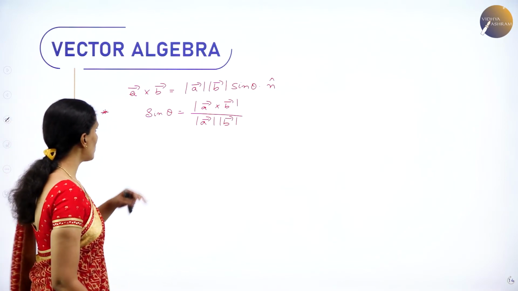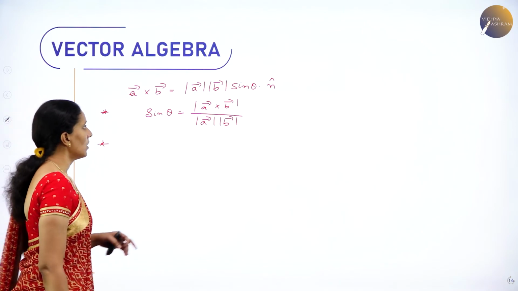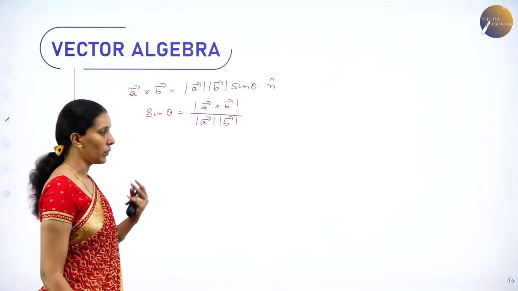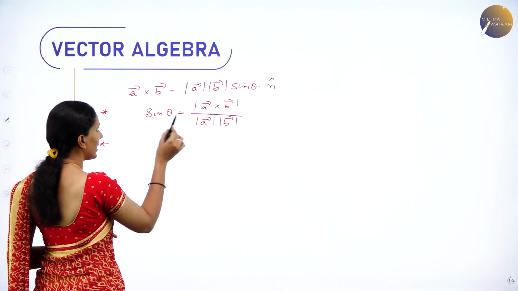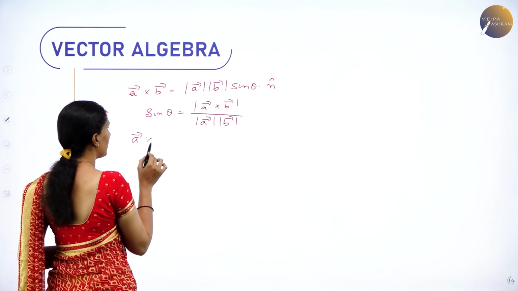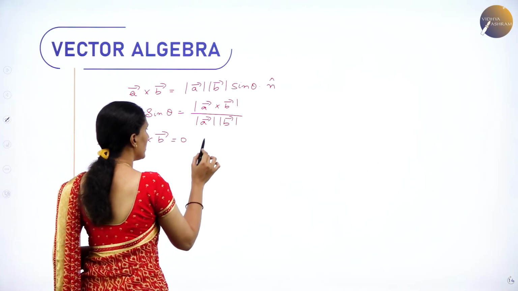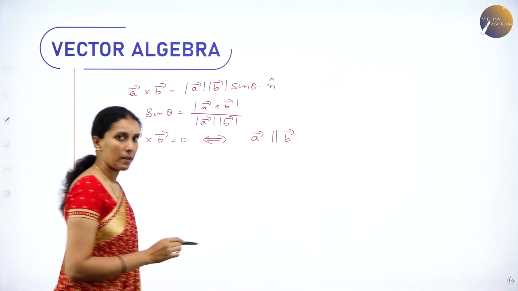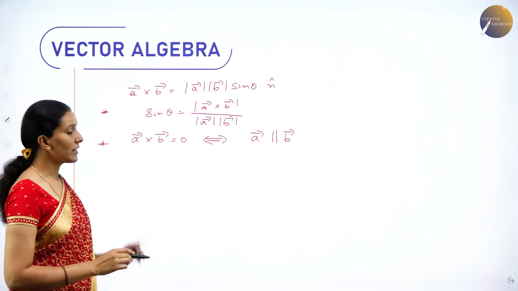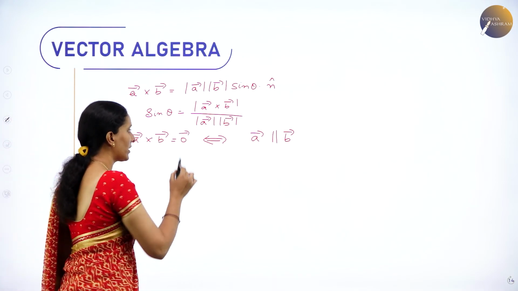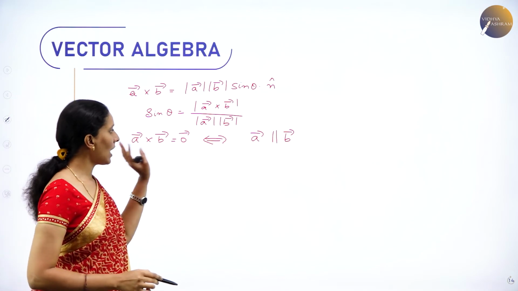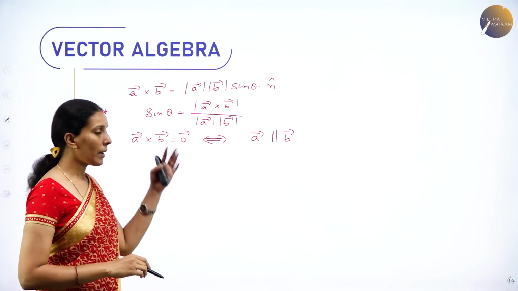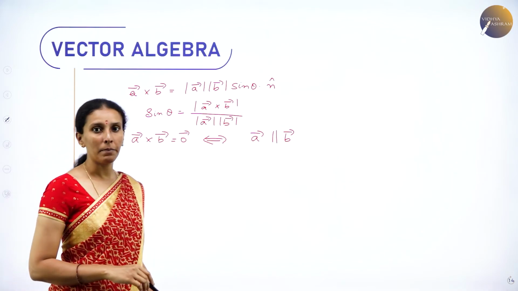And based on the theta, if sine theta is 0, or we can say if the cross product is 0, this implies vector A is parallel to vector B. So if the cross product of vectors is a null vector, then we can say the two vectors are parallel to each other. If they are perpendicular, it is just AB.